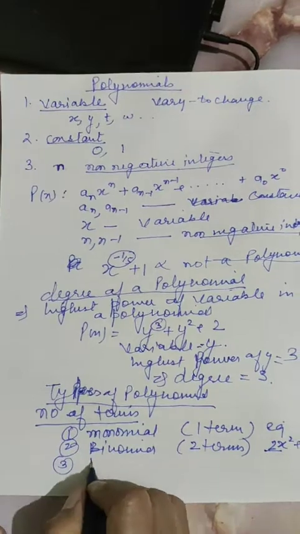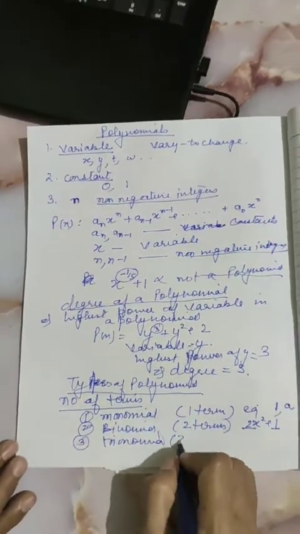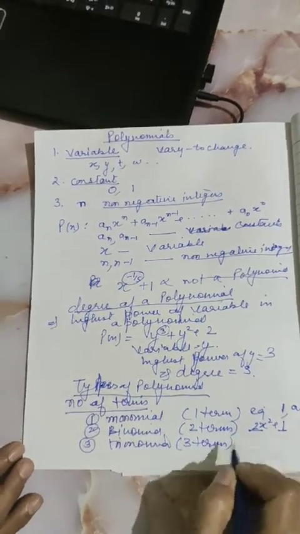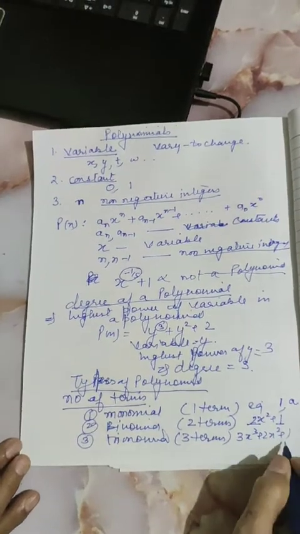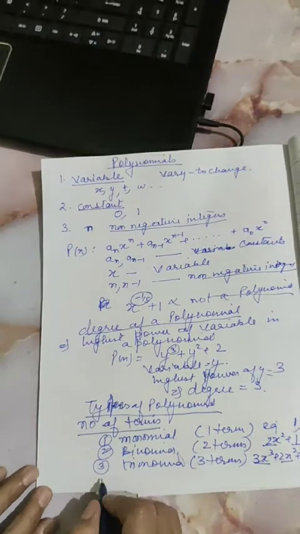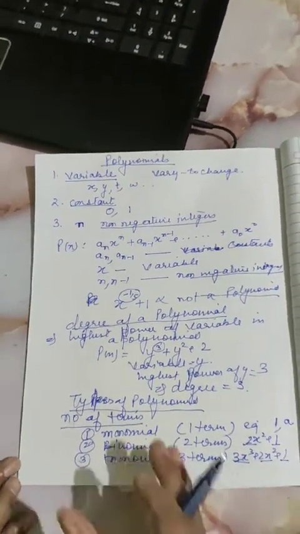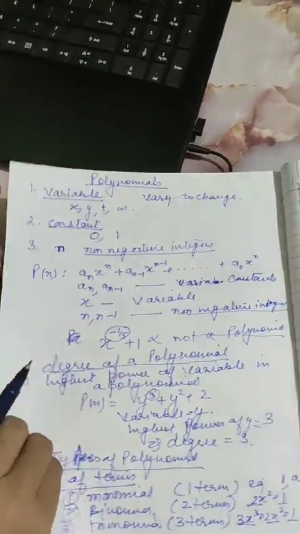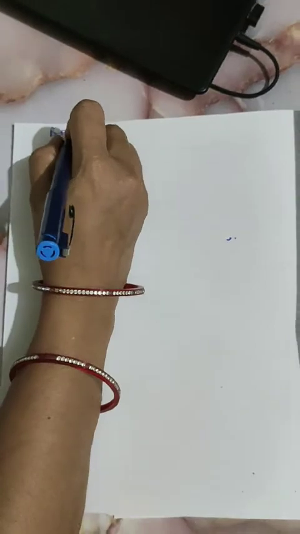Third, trinomial. It's a polynomial with three terms like 3x cube plus 2x square plus 1. So one term, second term, third term. And if n number of terms are there, we call it a polynomial. Now the next is, we will classify the polynomial on the basis of degree.